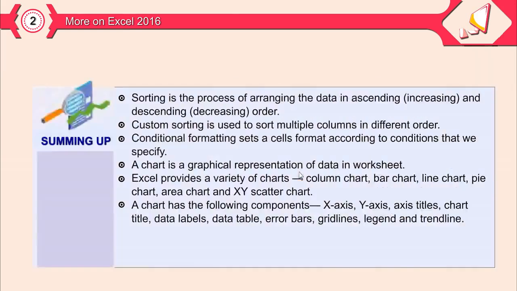Summing up. Sorting is the process of arranging the data in ascending, increasing, and descending, decreasing order. Custom sorting is used to sort multiple columns in different order. Conditional formatting sets a cell format according to conditions that we specify.